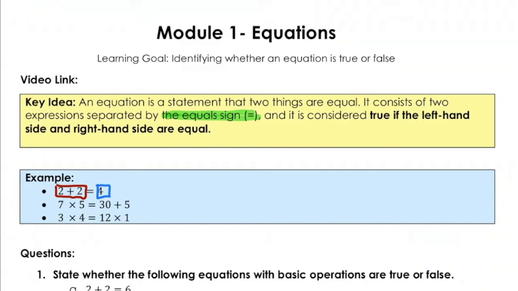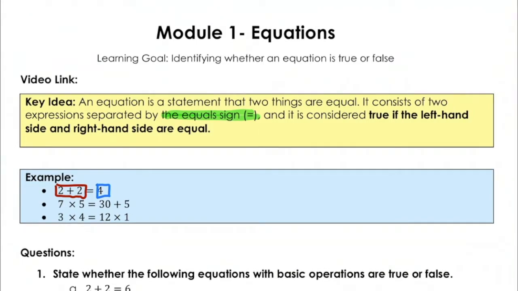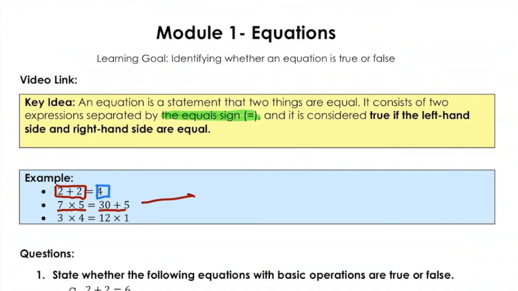However, equations can be written a little bit differently. As long as both sides are equal to each other, we can say that an equation is true. So, for example, we can see that 7 times 5 is the same as 30 plus 5. Now, if we expand this out a little bit and look at both sides of the equation, we see that 7 times 5 is equal to 35.